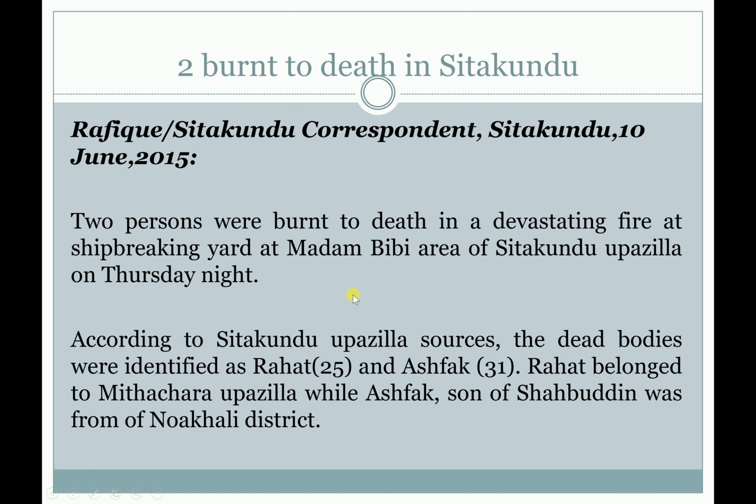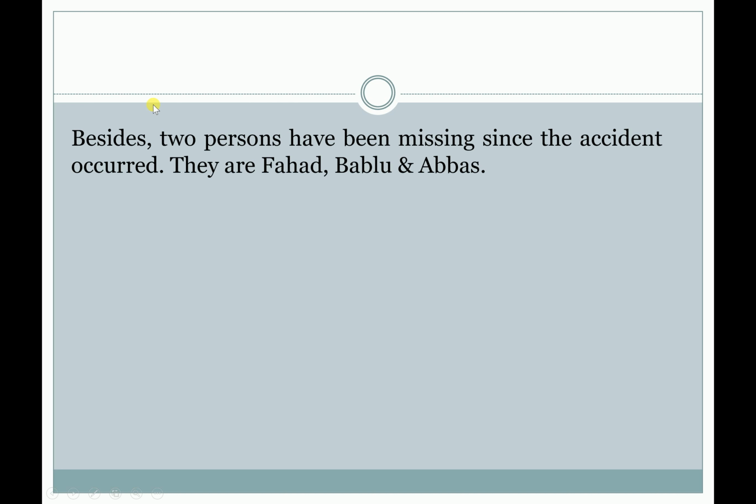Then, according to Sitakundu Upazila sources, the dead bodies were identified as Rahat and Ashfaq. So these are the details of the victims. Rahat belonged to Mitachira Upazila, while Ashfaq, son of Shavuddin, was from Noakhali district. Moreover, besides the two, three persons have been missing since the accident occurred: Fahad, Bablu, and Abbas. So this is extra information about the persons who went missing after that incident.